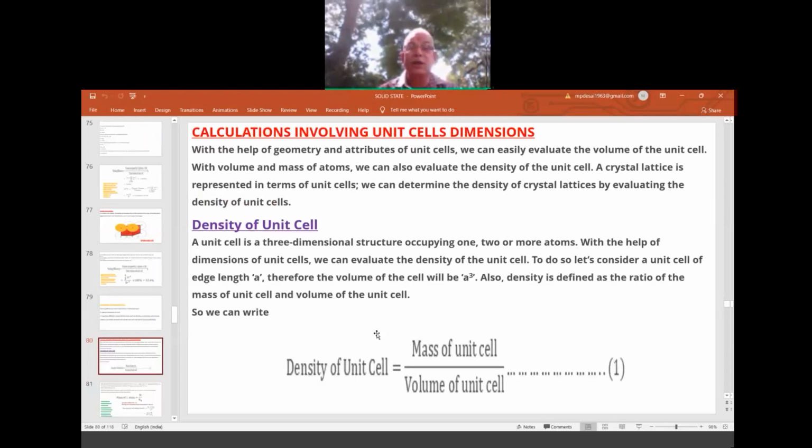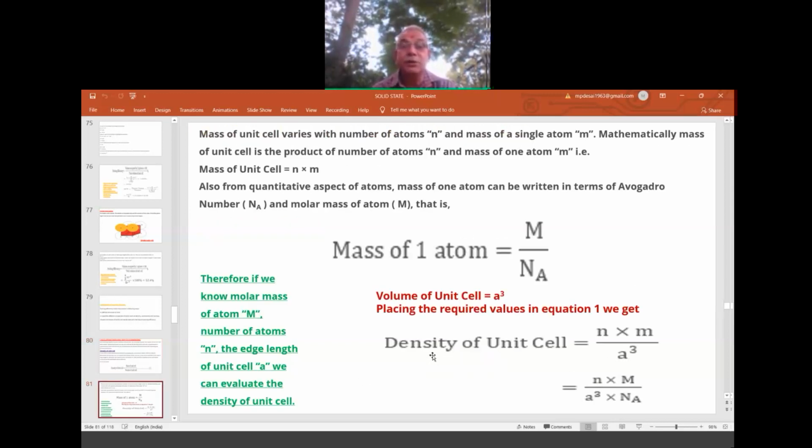Now this is regarding calculations involving the unit cell dimensions. One is about the density. The density of a unit cell equals mass by volume, as usual. The mass of one atom is the molar mass divided by the Avogadro number. So all this is using the Avogadro concept.